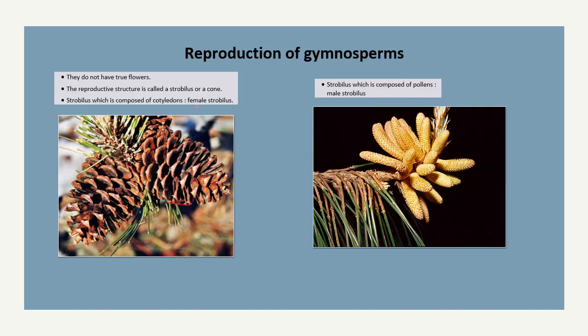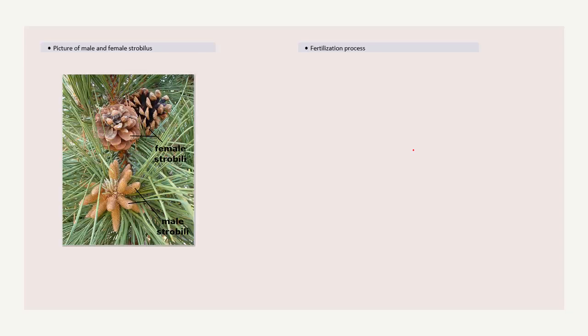This is the female strobilus, or female conus. Another name for strobilus is conus. The male is like this, and it is mostly smaller. So in terms of size, the female strobilus is bigger than the male strobilus. In one tree, we can see that they can have both male and female strobili.